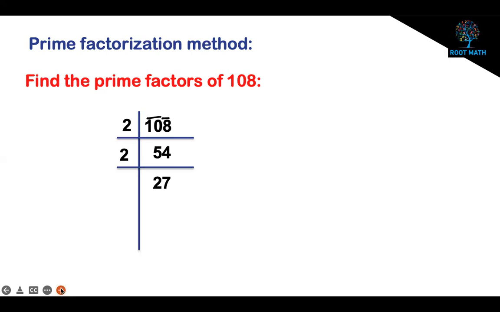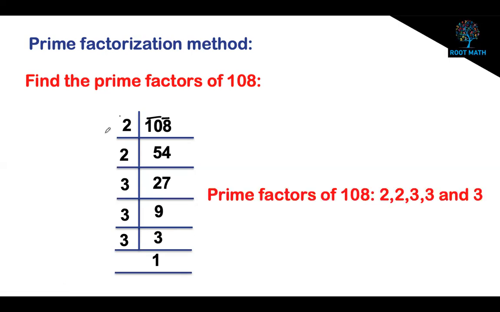Since 27 is an odd number, and you know that it can be divisible by 3. So 9 3s are 27. Again 9 can be divisible by 3. 3 3s are 9. And when we are dividing 3 by 3, our answer is 1. Till we reach 1, we want to continue our division. Whatever you are getting as the divisor here are the factors of 108. So 2, 2, 3, 3 and 3 are the prime factors of 108.